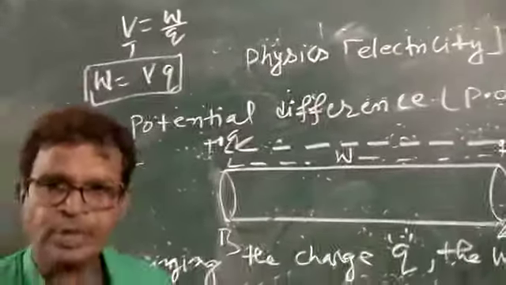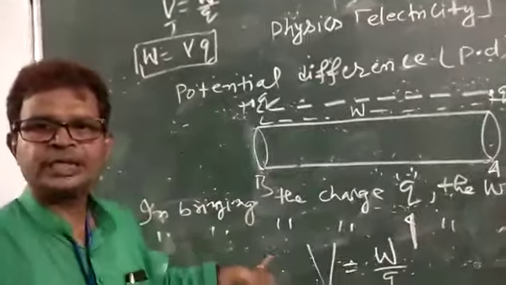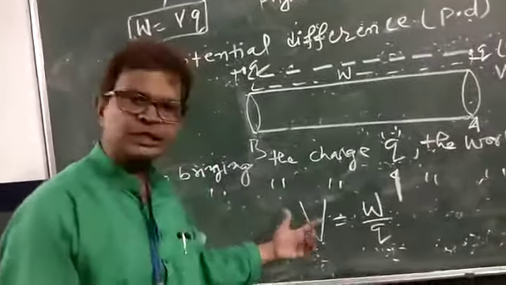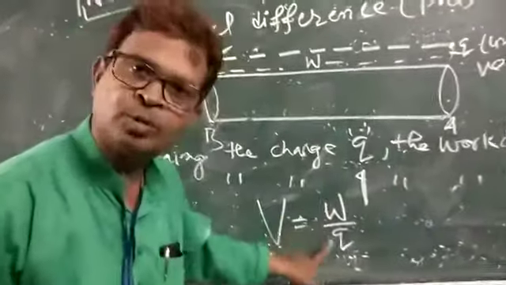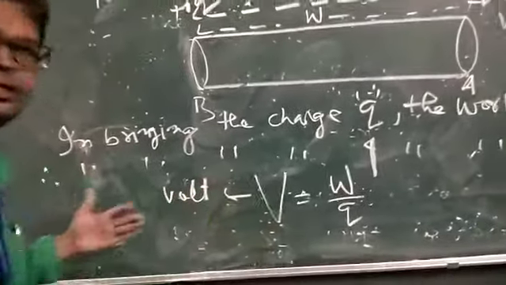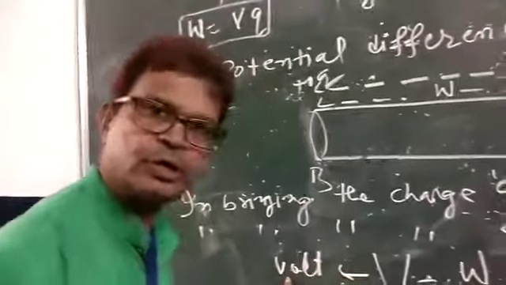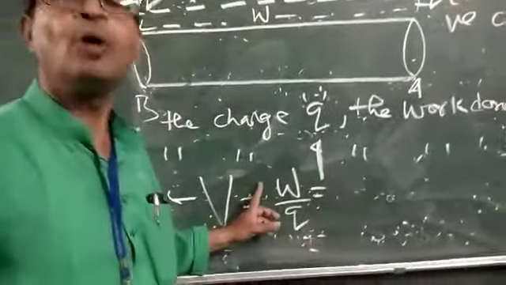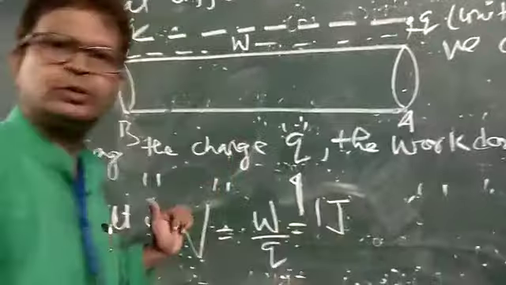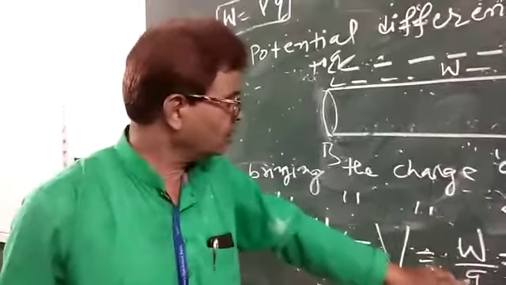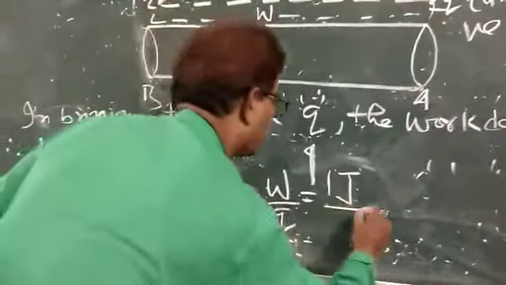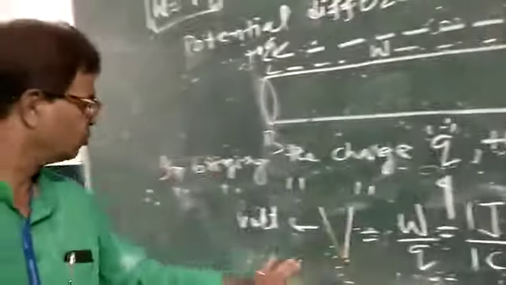Now, we talk about the SI unit of potential difference, volt. According to this expression, V is equal to W by Q. V is represented by volt. It means the SI unit of potential difference is volt. The SI unit of work is joule, which may be written as 1 joule. The electric charge is represented by Q and its SI unit is coulomb, so this may be written as 1 coulomb.